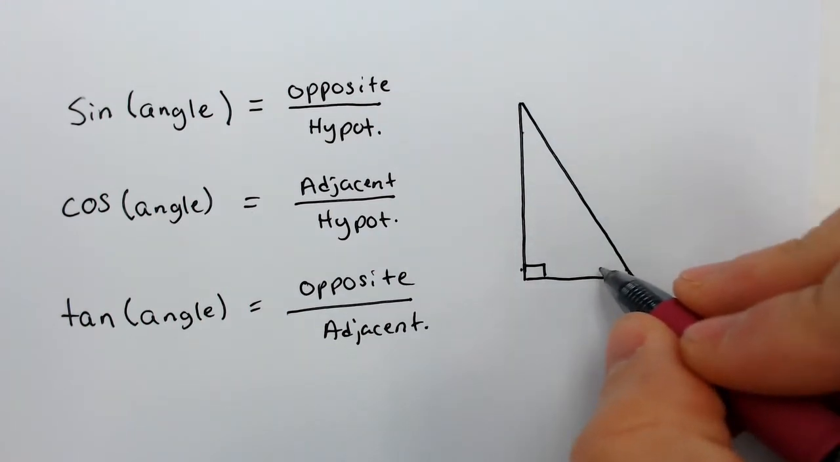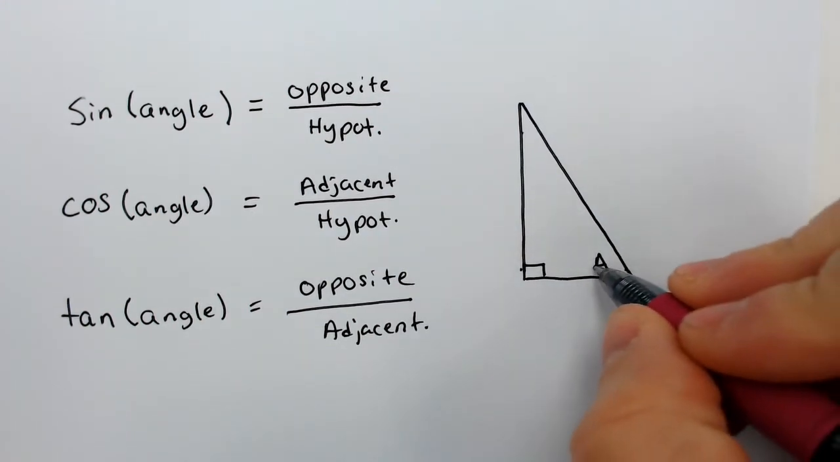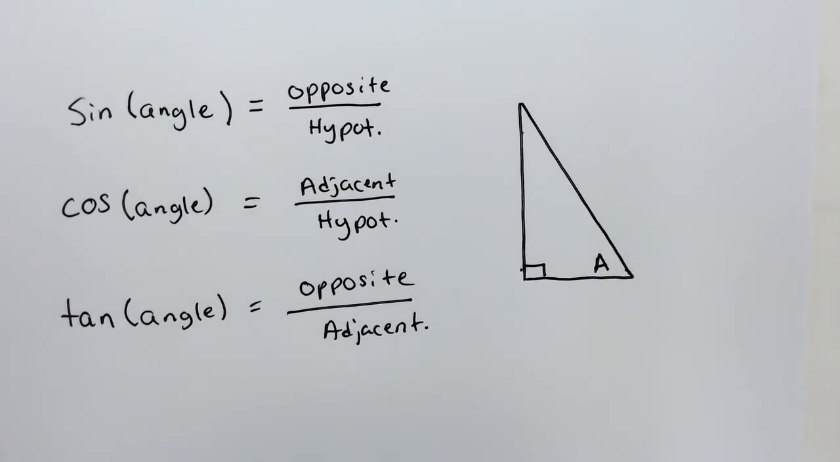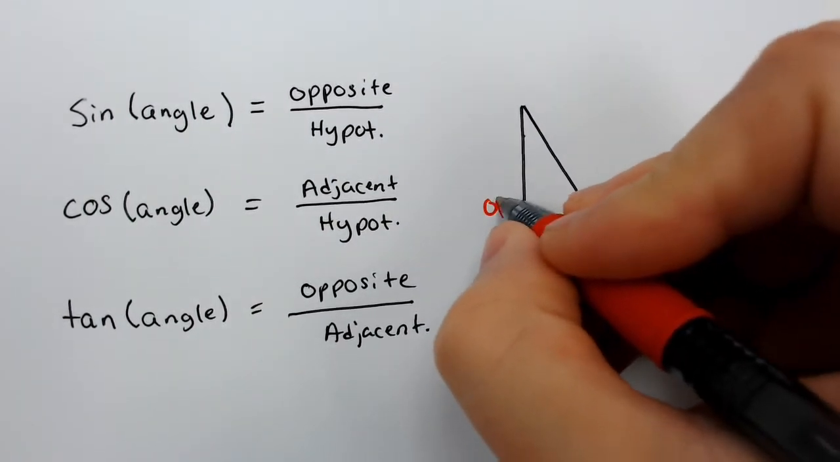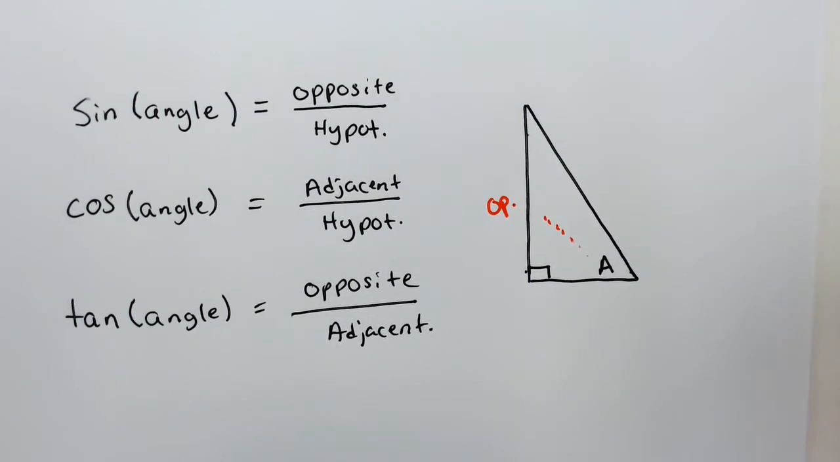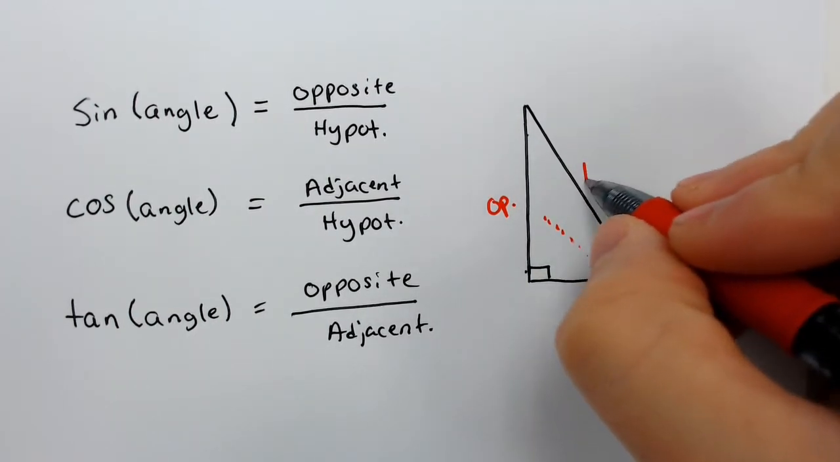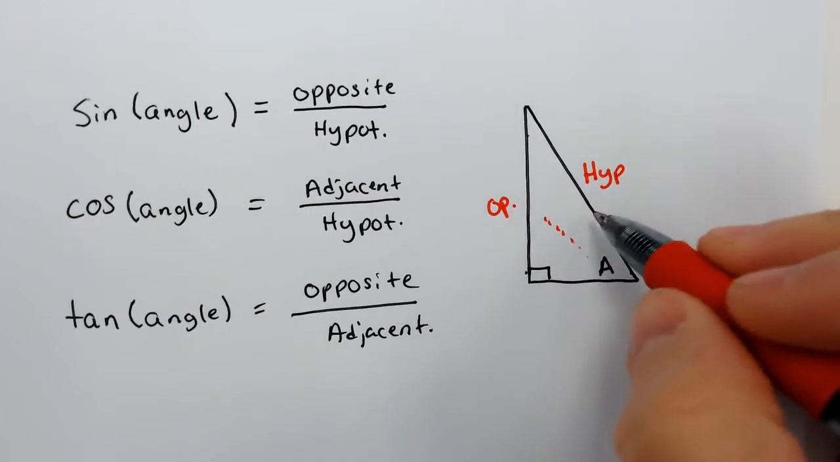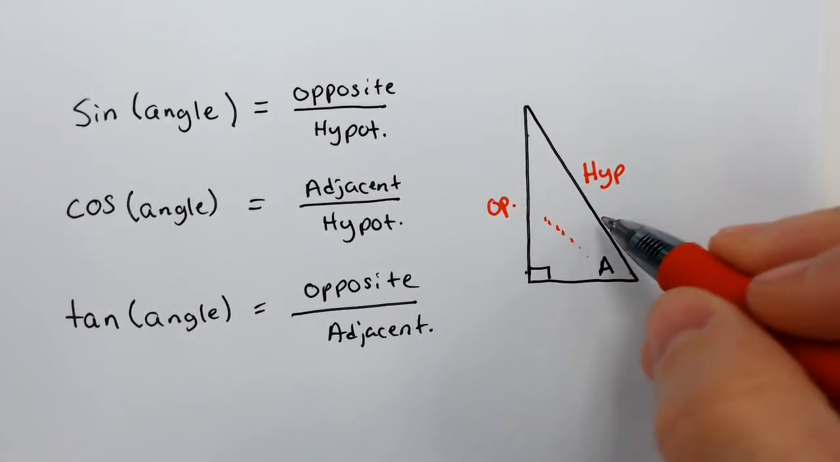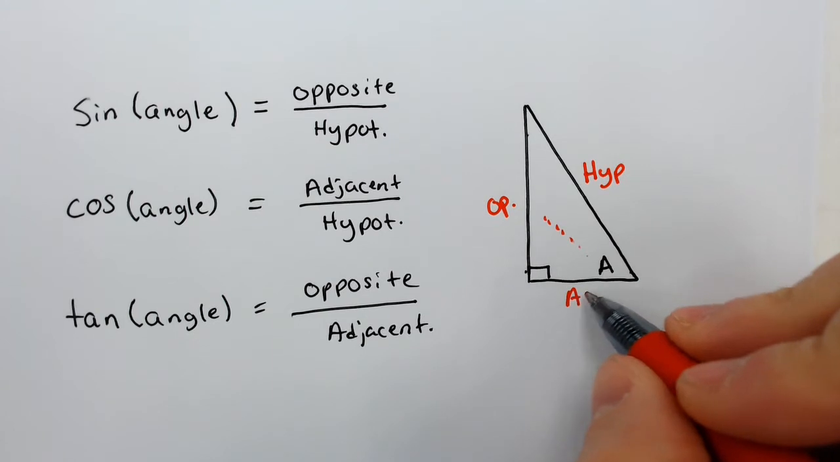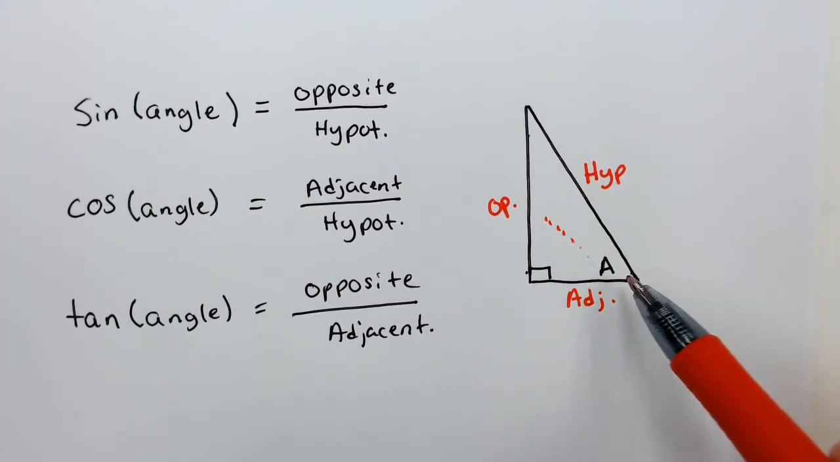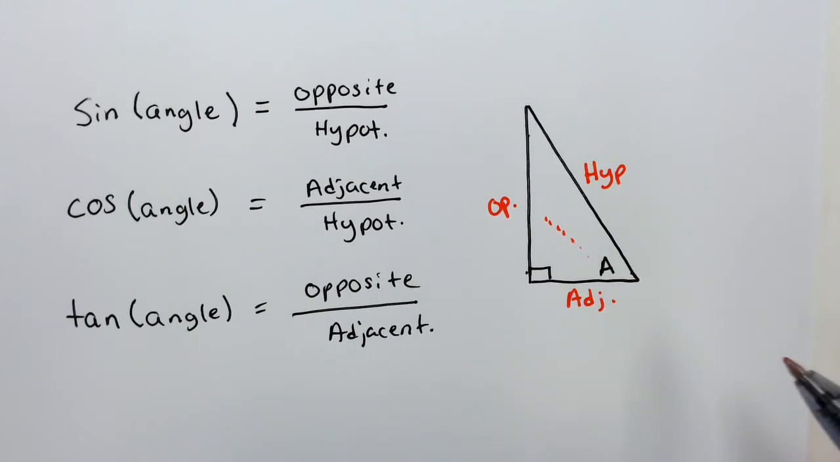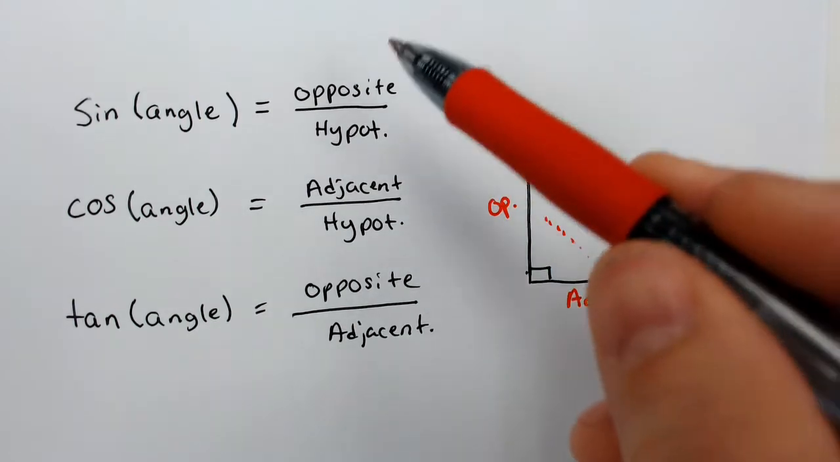So if this was angle A right here, I could go across from angle A, and this would be considered my opposite side. This would be considered the hypotenuse because it's across from the right angle, which means this side right here would be the adjacent. That is in relationship to angle A. So today we're just going to be listing out the trig ratio.